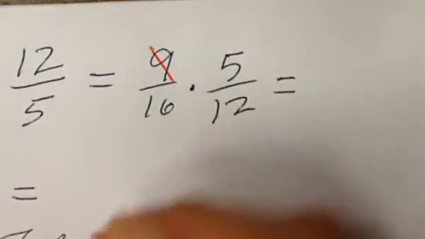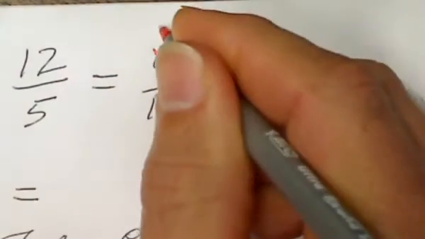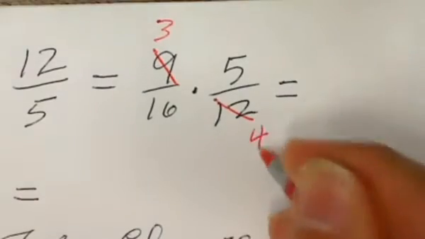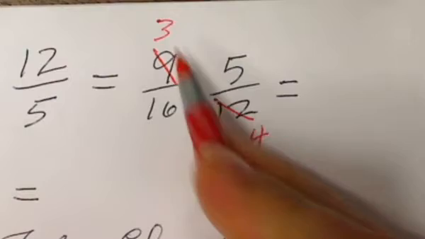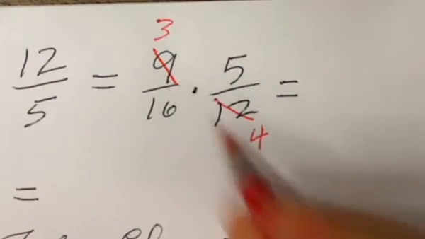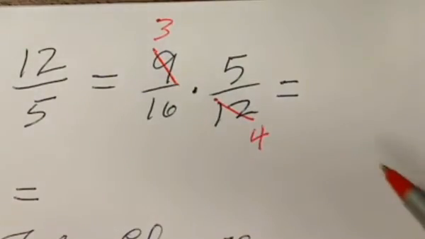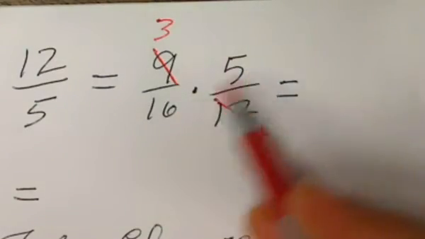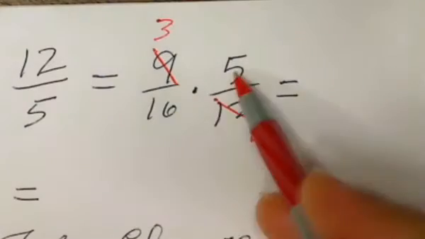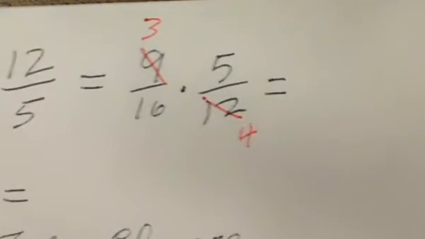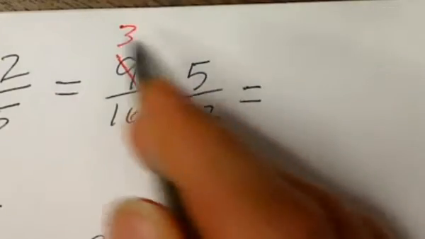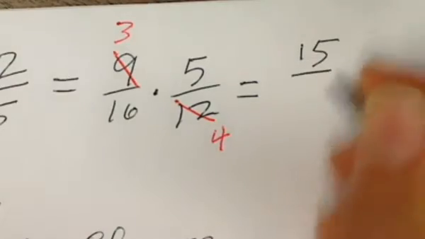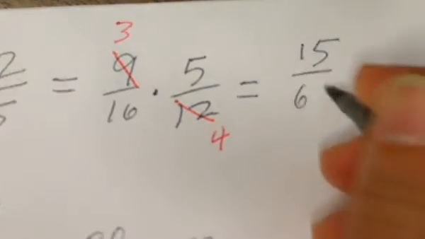3 will divide into 9 evenly. 9 divided by 3 equals 3. 3 goes into 12 4 times. So what we do, we divide 9 by 3, divide 12 by 3, reduce those diagonals, and that gives us smaller numbers to work with. The 16 and the 5 do not have any common factors, so you cannot reduce that diagonal. That is not necessary. Final answer, we multiply 3 times 5 and get 15 over 16 times 4 is 64.